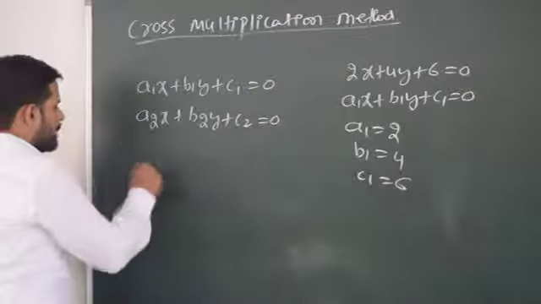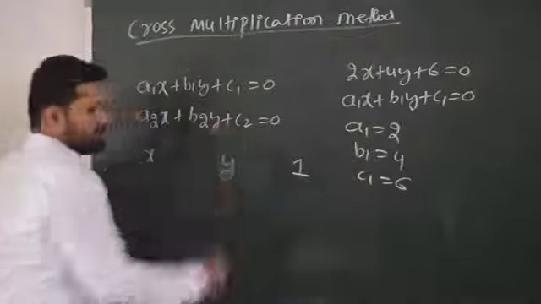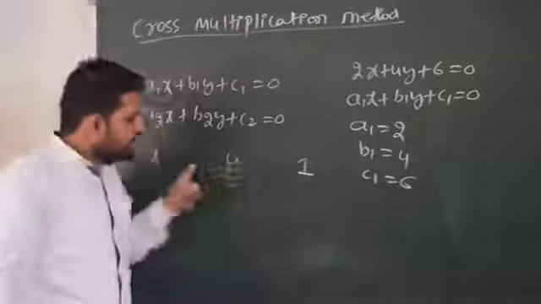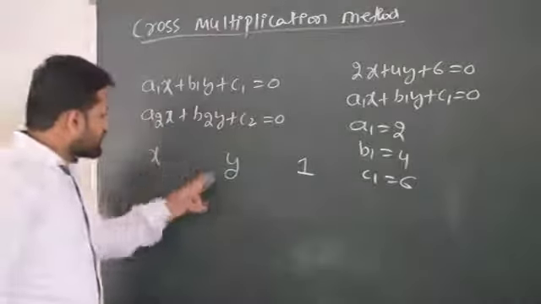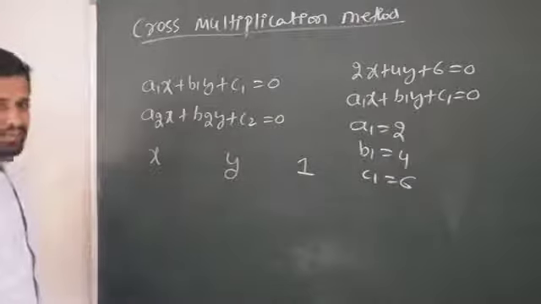So what are we going to write? We are going to write x, y and 1 here. What am I going to write here, children? x, y and 1. These three terms. So x, y are variables and 1 is the constant term. I am going to write it. This is the method of how you are supposed to do it.